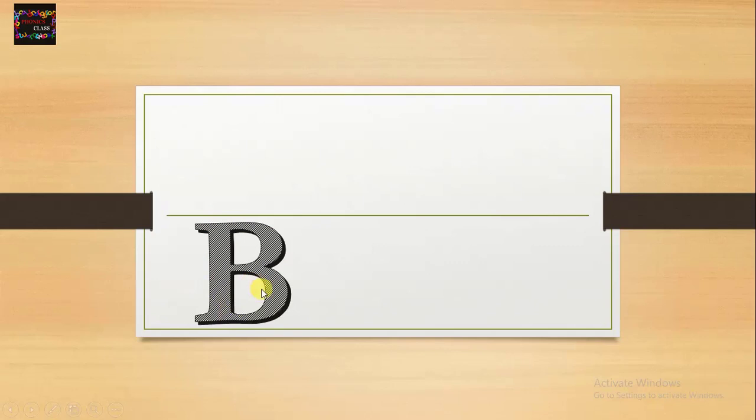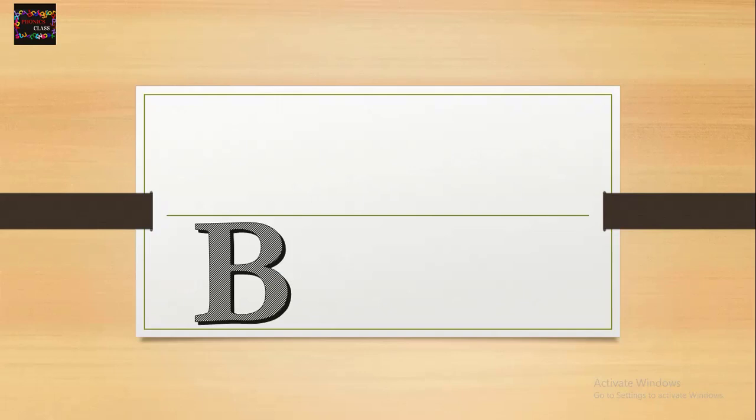In English, we have 5 vowels. We can say long vowels A, E, I, O, U, and short vowels A, E, I, O, U. Today we are going to talk about short A, okay? So let's see together. The first letter is letter B. B makes the sound B.